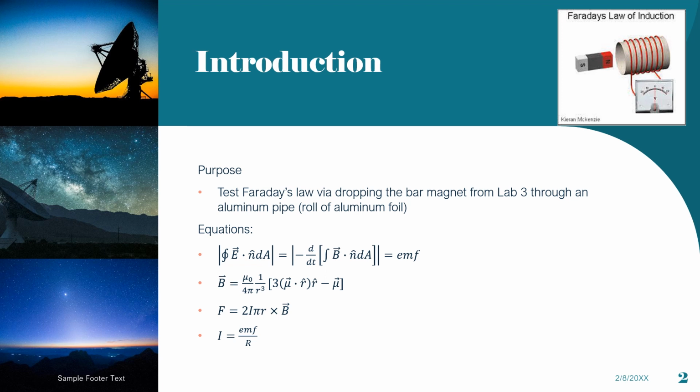The off-axis magnetic field formula, we already calculated this out earlier in Lab 3. I'm not going to go over it. The magnetic force formula would really be IL cross B, the magnetic field, but the reason why they instead have 2 pi r is because we're using basically looped currents, so the L is going to be equal to the circumference 2 pi r. And finally, the last one is how to calculate a current, which is going to be the EMF over R.